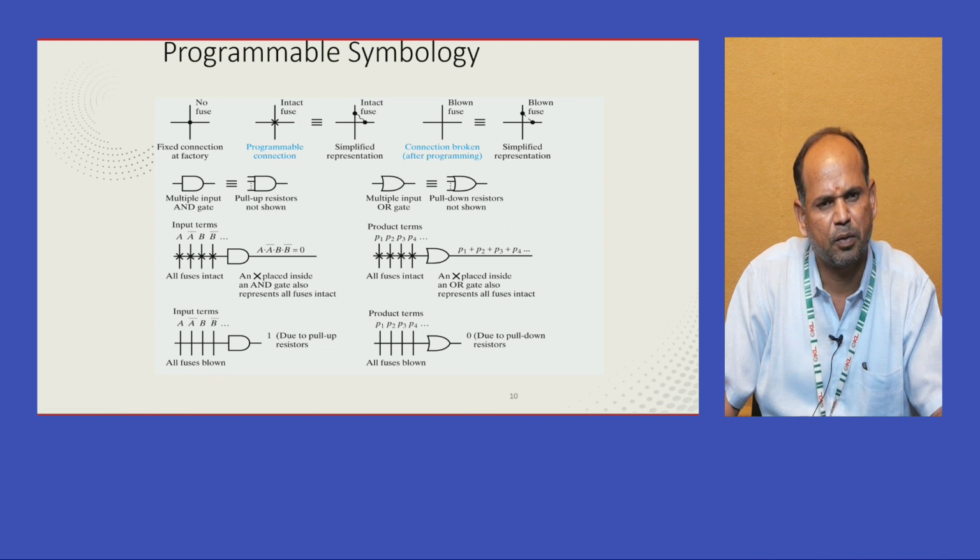Whether we are using a programmable connectivity, we need to indicate it with this symbol, that is an intact fuse. If you want to give a connectivity with the fixed AND gate or the fixed OR gates, we need to connect with this dot connection only. That is no fuse and intact fuse. These two are the important connectivity of the programmable logic device if you want to design any PROM, PAL and PLA.